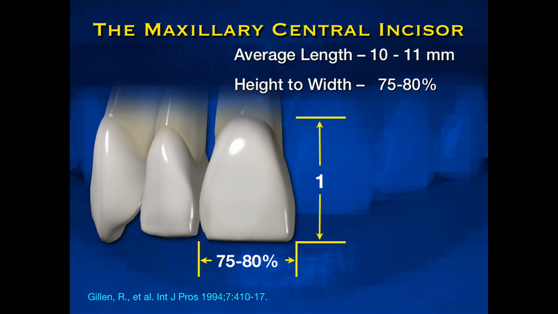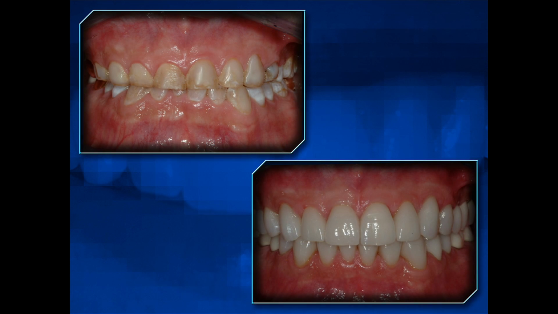The second thing we can fix is the tooth. We remember the average central incisor is 10 to 11 millimeters long, and as dentists we've become very adept at taking short teeth and making them anatomically correct with porcelain restorations. So the second thing we can fix as a dentist is the tooth.